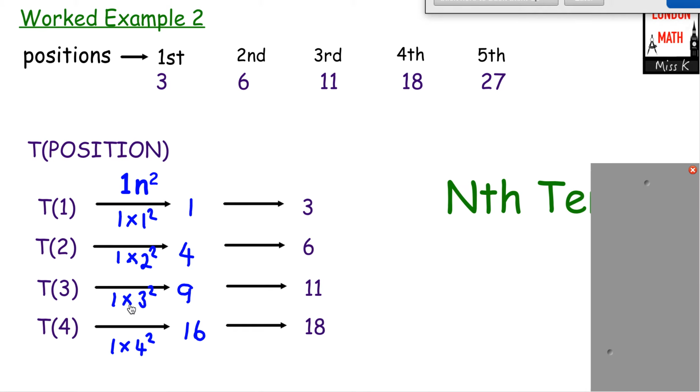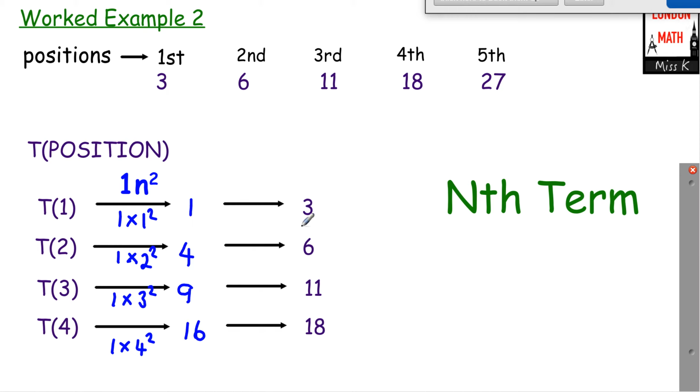If I want to get the sequence, what I need to do is quickly inspect: what do I need to do to 1 to get to 3, to 4 to get to 6, to 9 to get to 11, and to 16 to get to 18? If you've already worked it out, you should realize it's just adding 2, and it works. So if I add 2 to each of these, I get the numbers in the sequence.